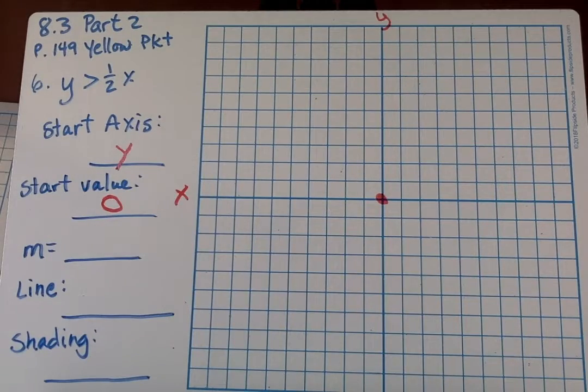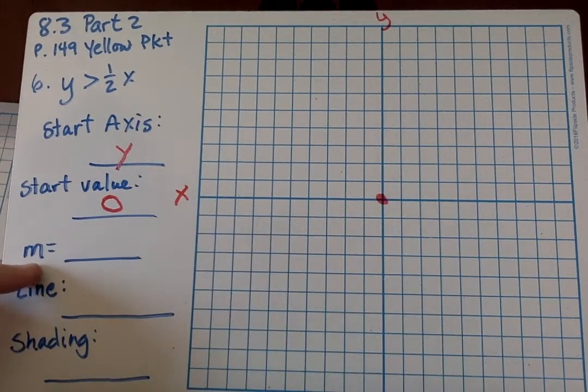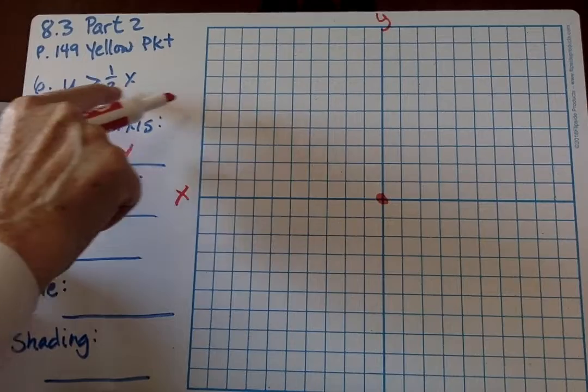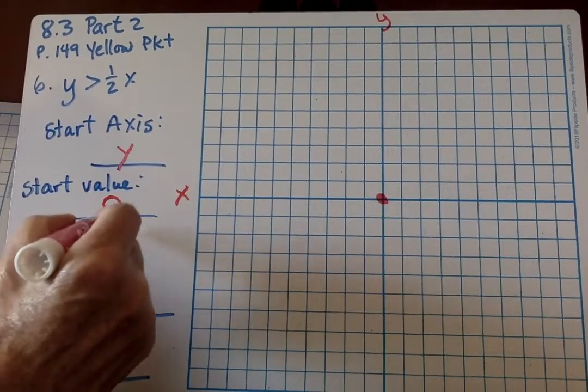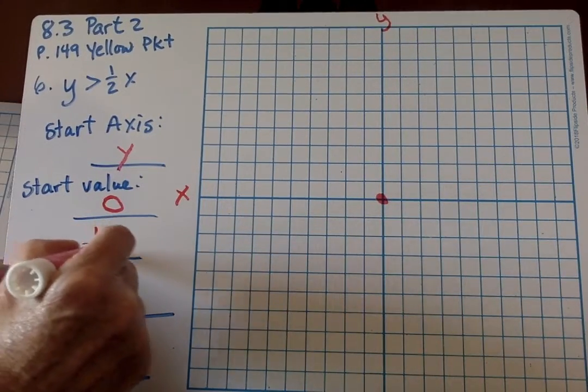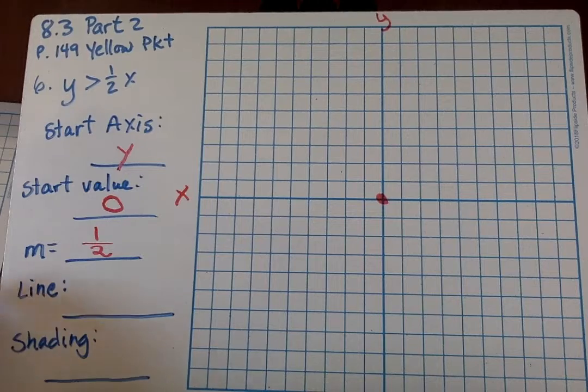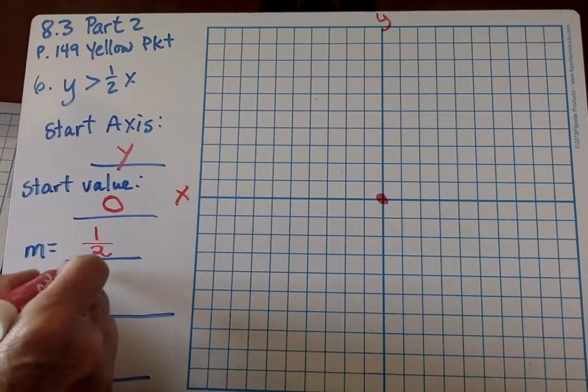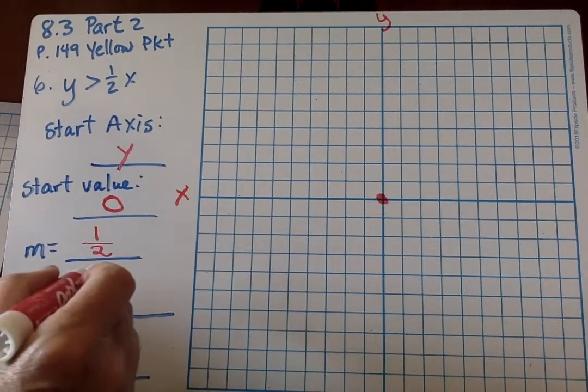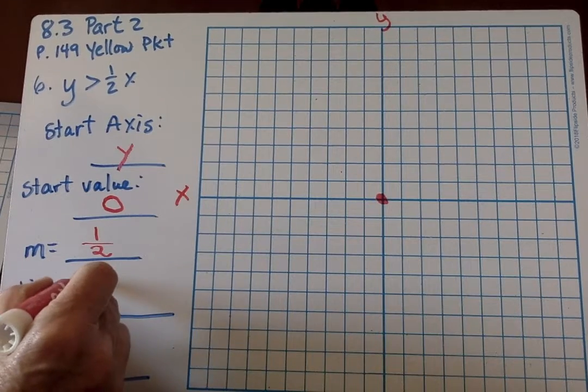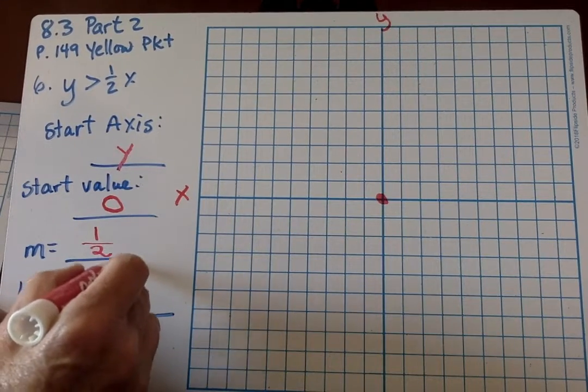Okay. What is our slope, or m? It's whatever's in front of x, and that's going to be 1/2. Okay, what is the line that you're going to graph? It'll be y equals 1/2 x.